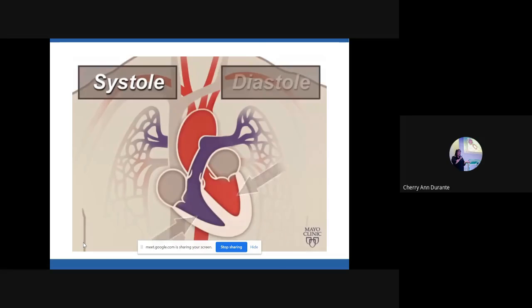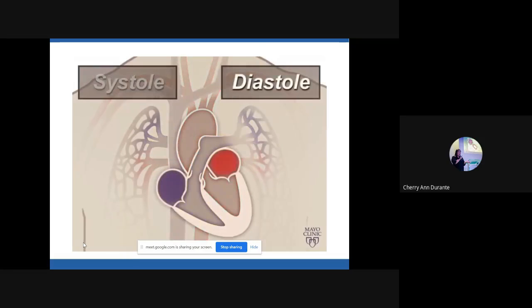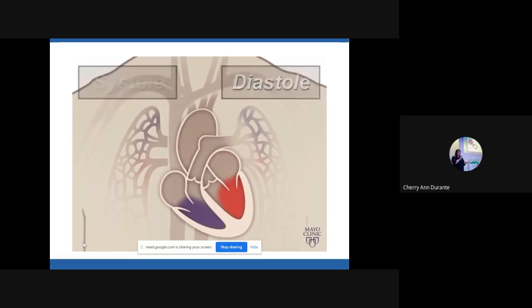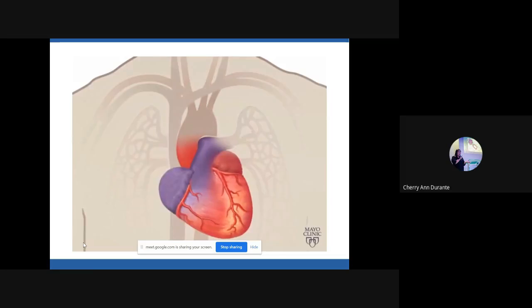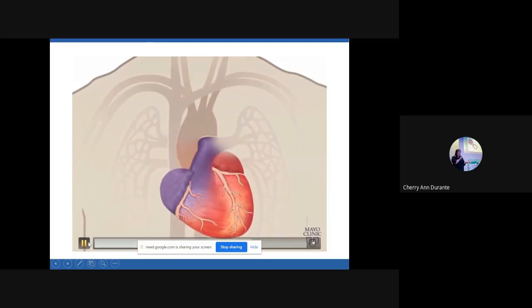As you can see, systolic pressure is always higher than diastolic pressure because ventricular contraction is always higher, that the pressure that it exerts is always higher than the relaxation that happens afterwards. So that's systolic and diastolic pressure, which signifies your BP.